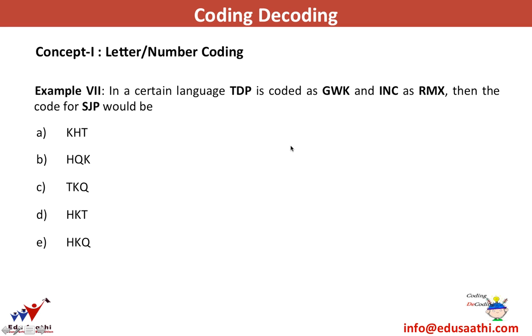Let's look at another question. In a certain language, TDP is coded as GWK and INC is coded as RMX. Then what is the code for SJP? Now at the first look I don't understand any logic. I have a T here and then I have a G. No logic perhaps. But what is the right method here?